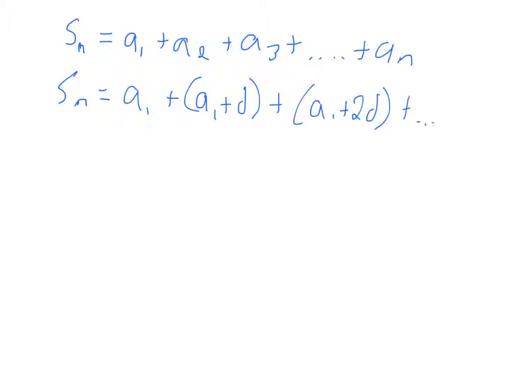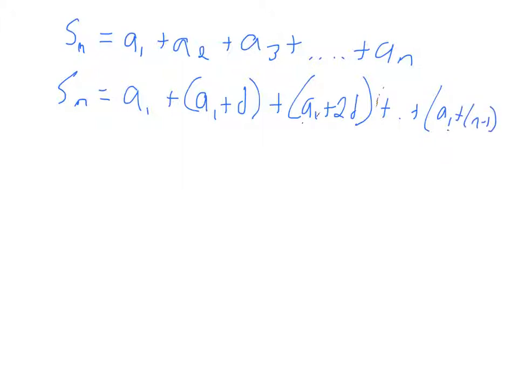All the way out to a sub n, which would be a sub 1 plus, and of course I didn't give myself enough room here. Just going to open up a little bit of room here. So we have a sub 1 plus 2d for the third term. And then following that logic through, the nth term would be a sub 1 plus n minus 1 times d. Which makes sense because that's just the nth term formula. So that's where we end up right there.